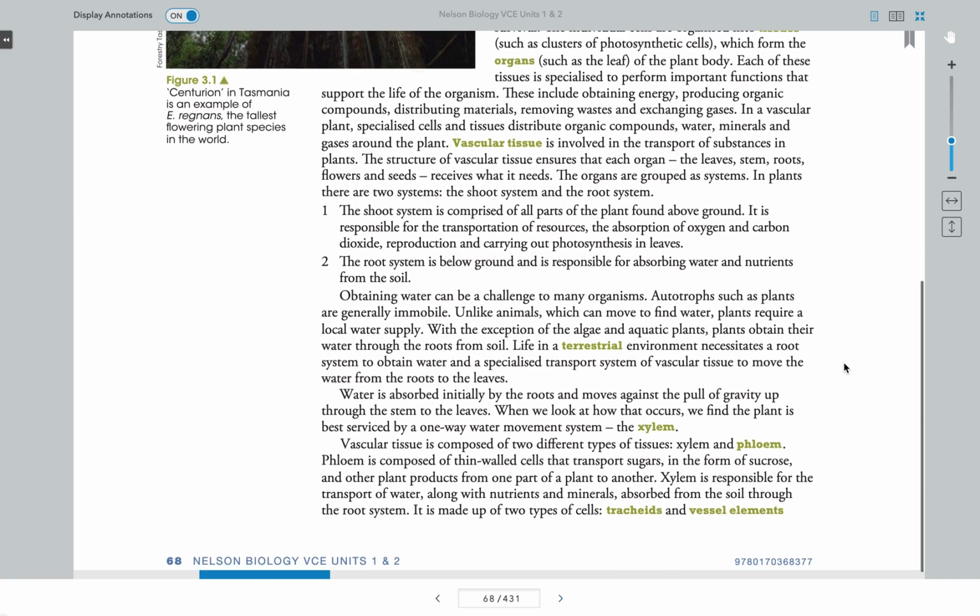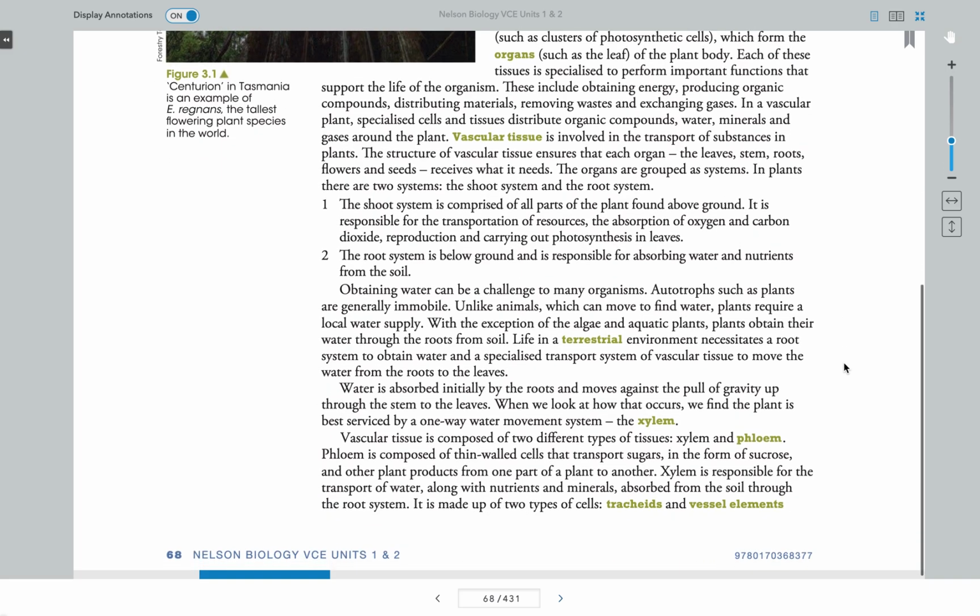The shoot system is comprised of all the parts of the plant found above the ground. It is responsible for the transportation of resources, the absorption of oxygen and carbon dioxide, reproduction and carrying out photosynthesis in leaves. And the root system is below ground and is responsible for absorbing water and nutrients from the soil.